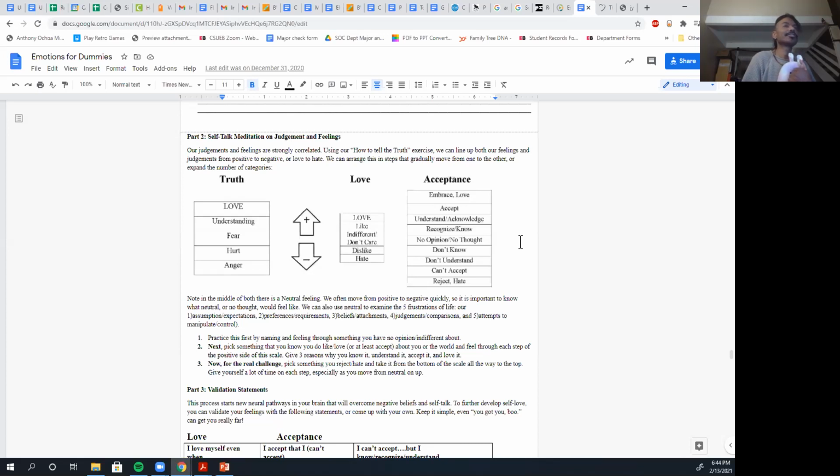Understand and acknowledge. What do I understand and acknowledge about the beach? Well, I understand that the beach is a special place. I can't be there all the time, but I can be there often. And it's a great way to rejuvenate myself. I acknowledge that it's an important place in my self-care toolkit.